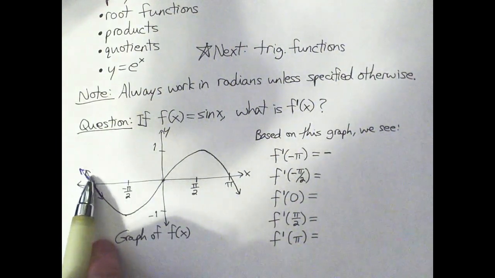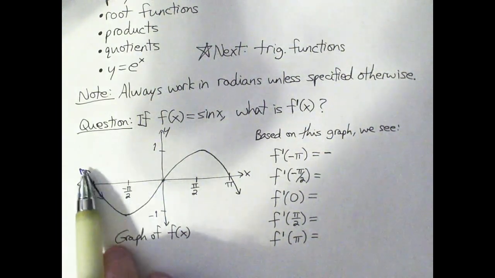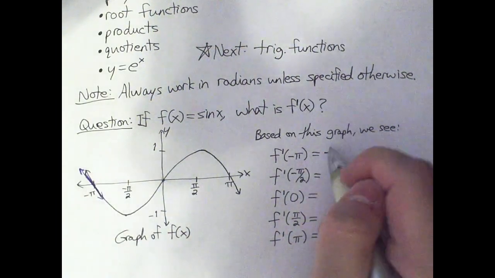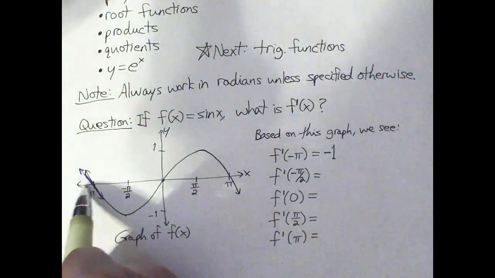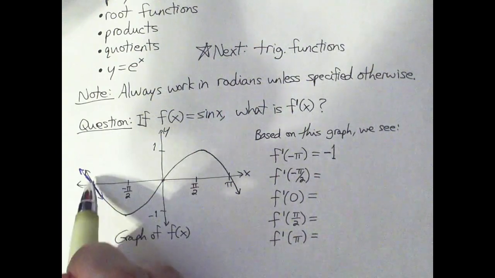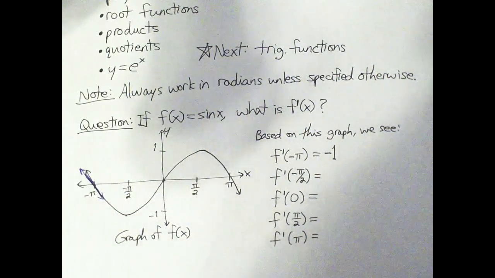For every 1 unit I go over, how many units do I go down? I think that the slope of this blue line looks like -1. I think it looks like it's making a 45-degree angle with the x-axis. I think for every 1 unit I go over, I would go 1 unit down. I think -1.